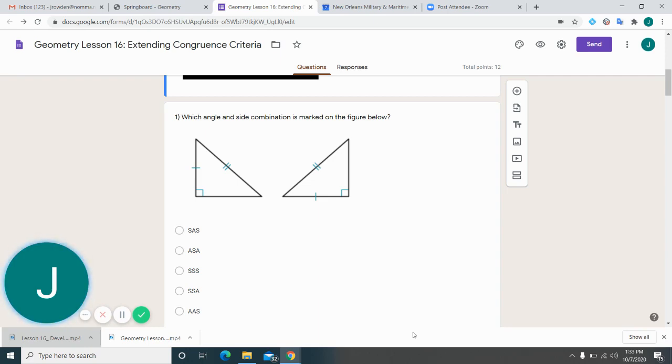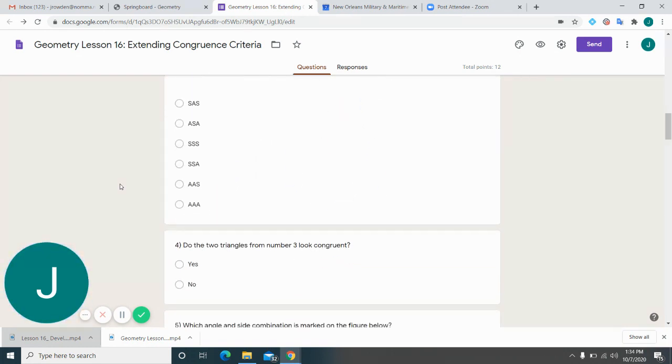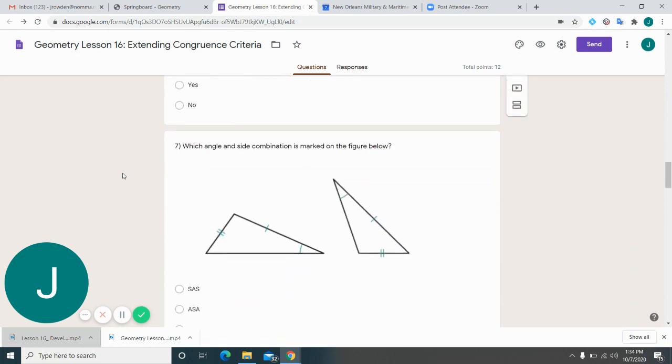All right, hello everyone. We're going to look at lesson 16. And for this lesson, it's really going to be just extending and continuing lesson 15. So you really need to have a hold of lesson 15 in order to understand this. So to begin with, I want you to, on your own, answer the first 9 questions.